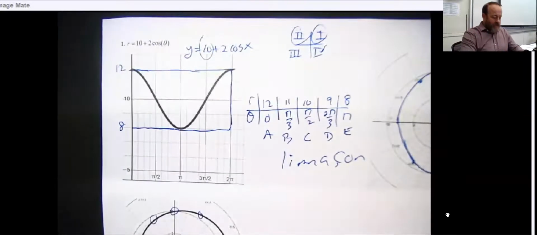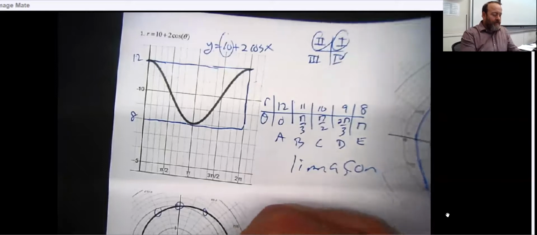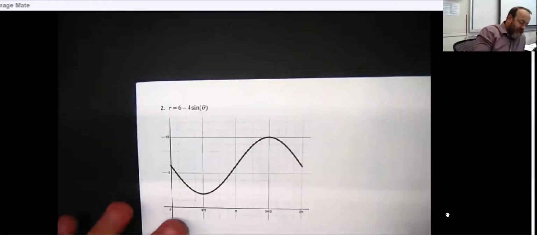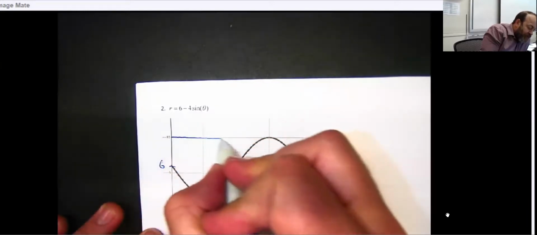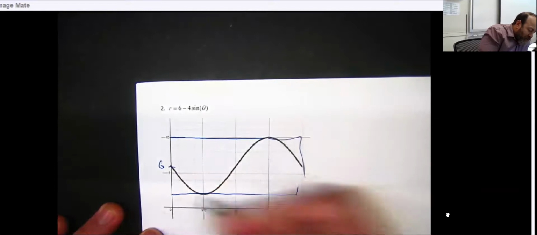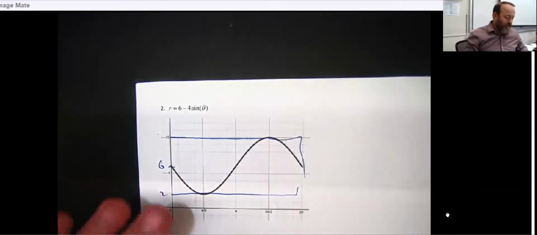Okay, moving on to my second graph. My second graph here is to take a look at 6 minus 4 sine theta. Again, I'm starting off at the value 6 right here, and it goes up 4 and down 4, like that. So it's got a maximum radius of 10 and a minimum radius of 4.